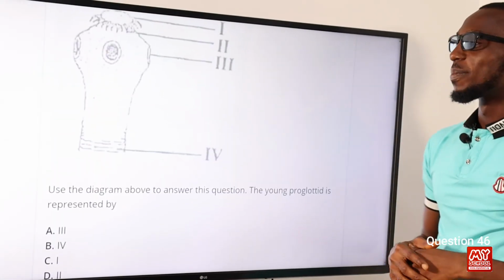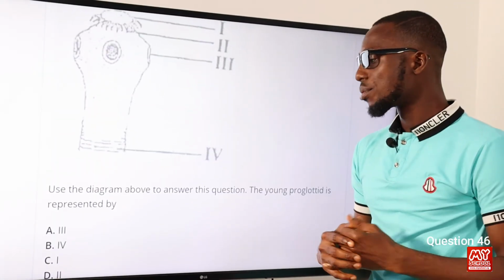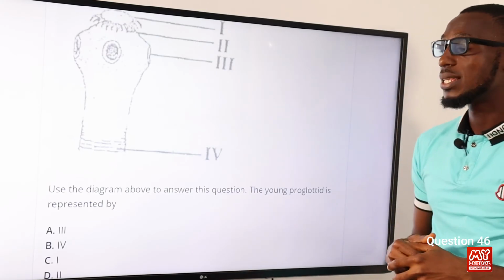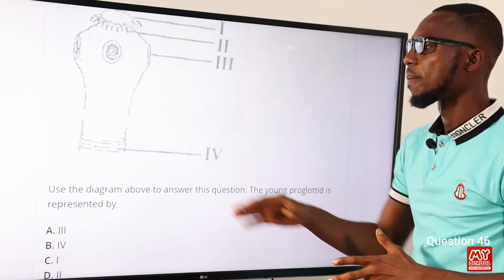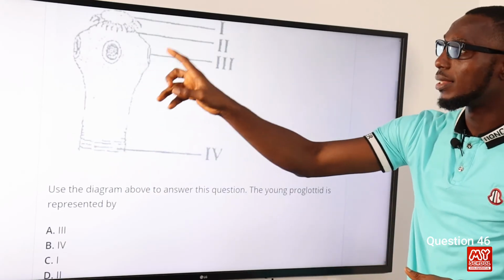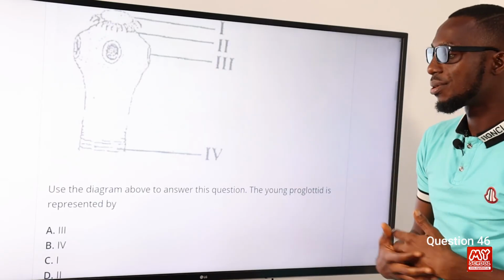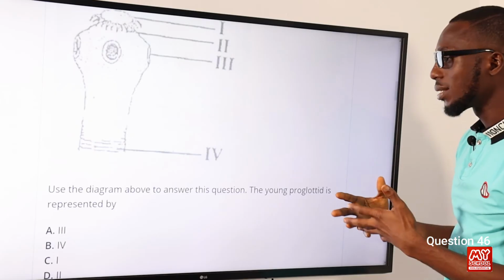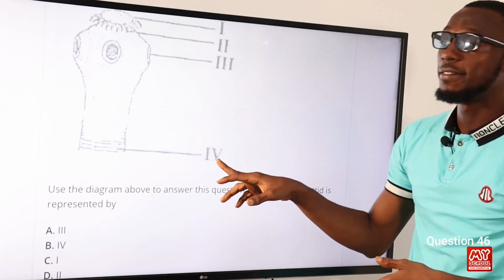Question 46. Use the diagram above to answer this question. So the young proglotid is represented by what? Okay, so this is it, yeah. This is sucker, then these are the hooks, all right. So we can see that the younger proglotid is represented by IV, all right.